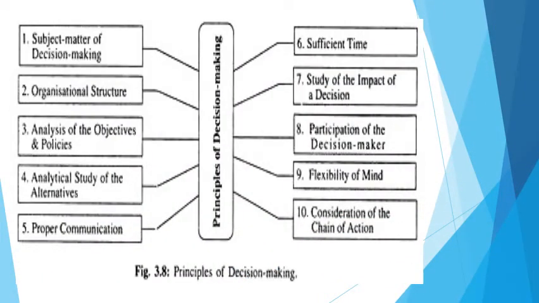Principles of decision making. Number 1. Subject matter of decision making. Number 2. Organizational structure. Number 3. Analysis of the objectives and policies. Number 4. Analytical study of the alternatives. Number 5. Proper communication. Number 6. Sufficient time. Number 7. Study of the impact of a decision. Number 8. Participation of a decision maker. Number 9. Flexibility of mind. Number 10. Concentration of the chain of action.